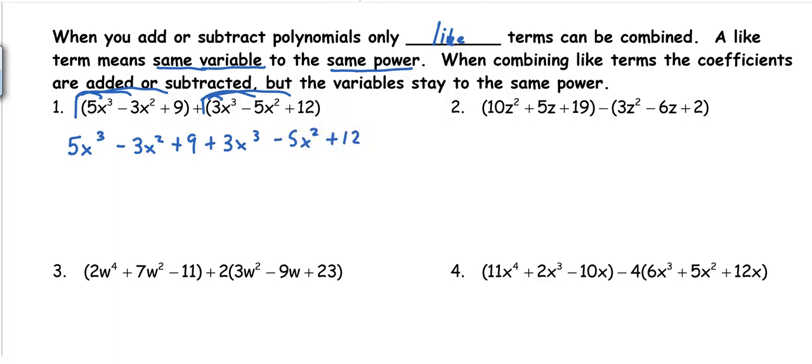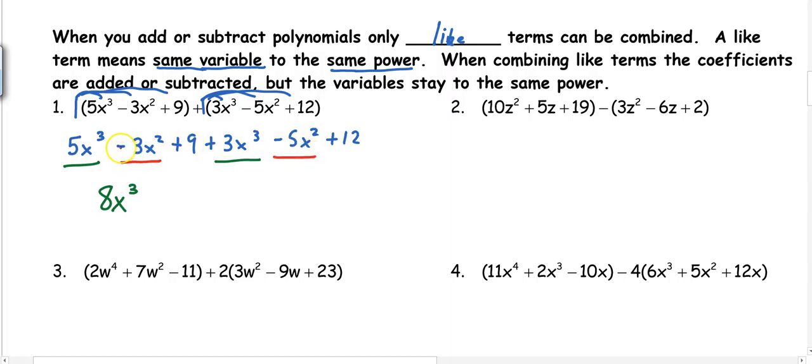So now I'm going to combine like terms. So remember that like terms are the same variable to the same power. So when I'm looking at this, I have 5x cubed and 3x cubed. They both have x's and they both have a degree of 3. So when I combine them, 5 plus 3 gets us 8x cubed. The power with your variable should always remain the same. Then I'm going to look at the next highest exponent, which in this case is squared. So I have negative 3x squared minus 5x squared, which gets me negative 8x squared.